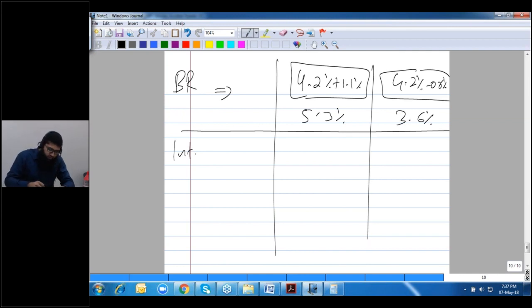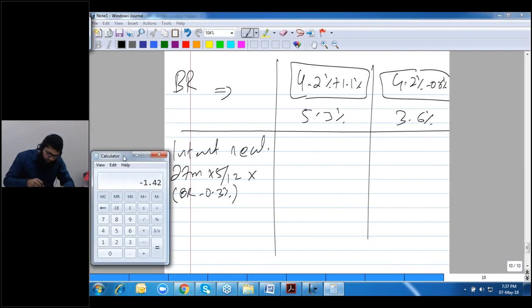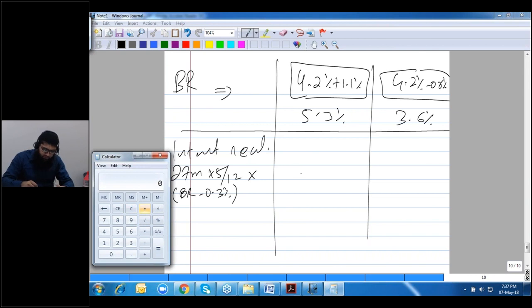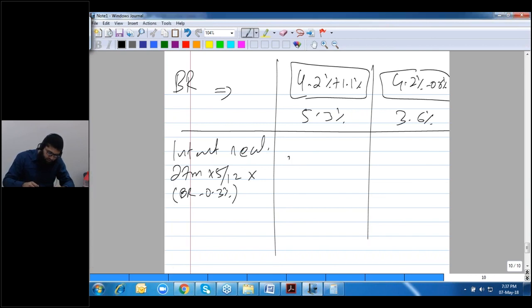So what we are going to do is say interest received. Interest received is going to be 27 million into 5 upon 12 multiplied by this base rate minus 0.3%. Can you please share how much it is going to be? We did perform this calculation in the FRA. I think this was 561,250, and this is 371,250. Is that how it is, or was it some other figure?